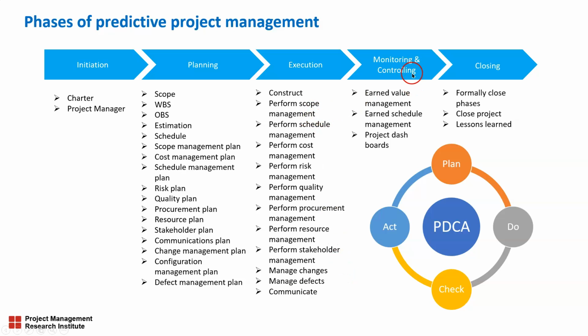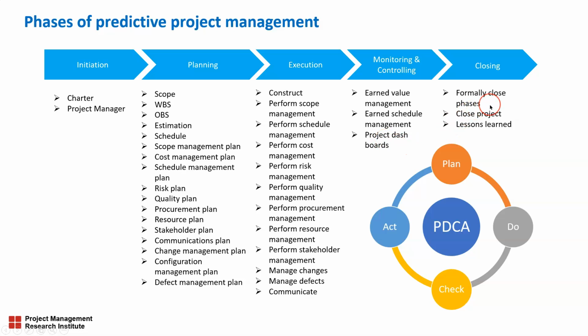And then comes monitoring and controlling. Actually, monitoring and controlling starts from the beginning of the project and continues till the end of the project. The key tools and techniques we use here are the earned value management and the earned schedule management, and we use project dashboards as well, which will help us to monitor and control other parameters of the project like quality, risk, procurement status, stakeholder status, and stuff like that.